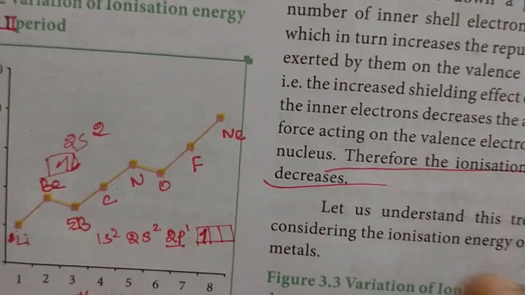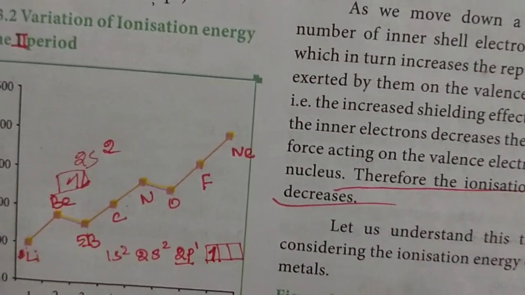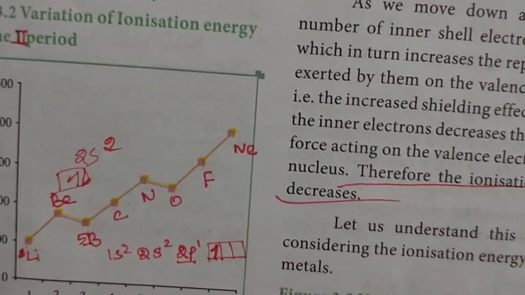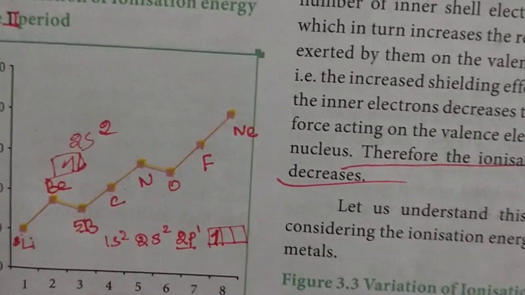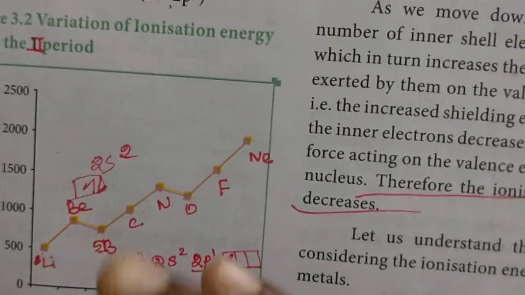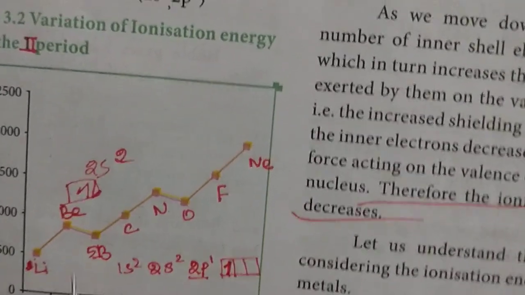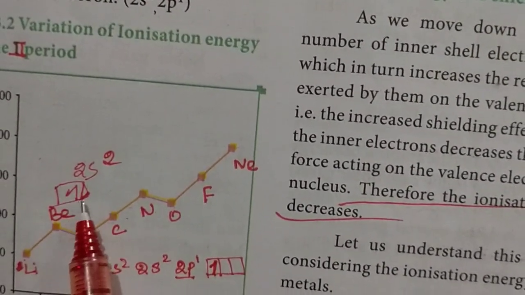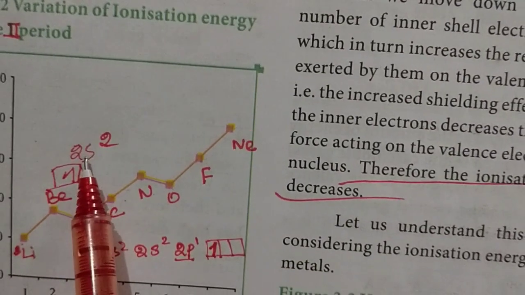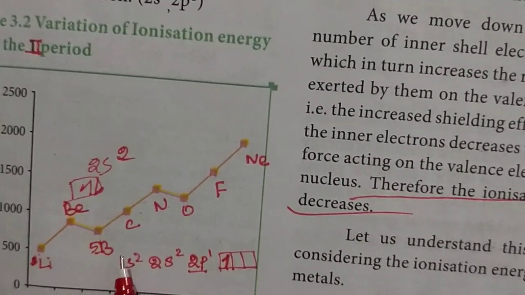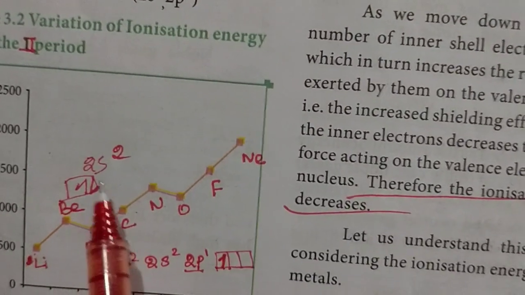So we require only a small amount of energy to remove this electron. So we need only a minimum amount of ionization energy. So the ionization energy of boron is less than beryllium. Why is it less than beryllium? Because beryllium contains 2 electrons, a completely filled s orbital. So they require more energy than boron because it's completely filled.